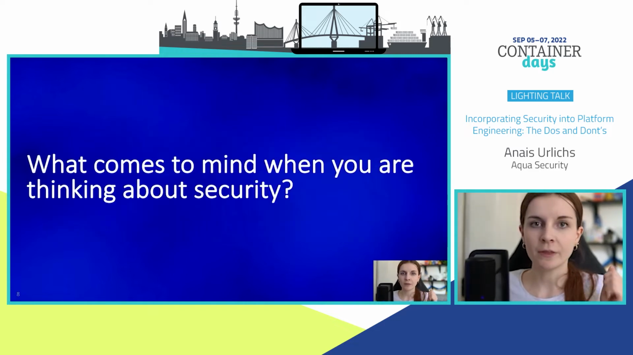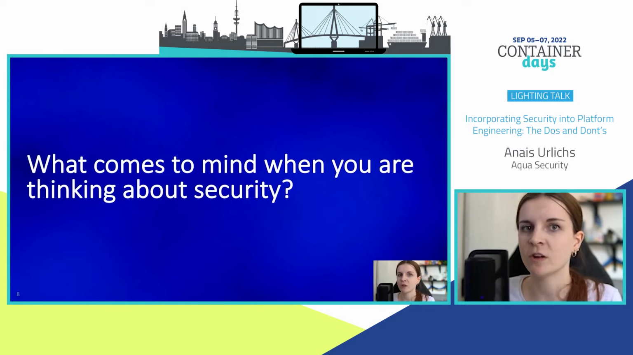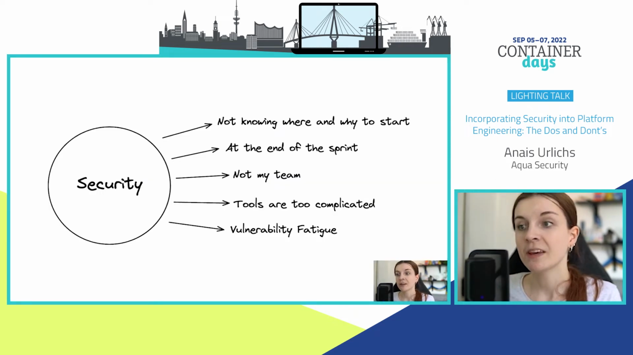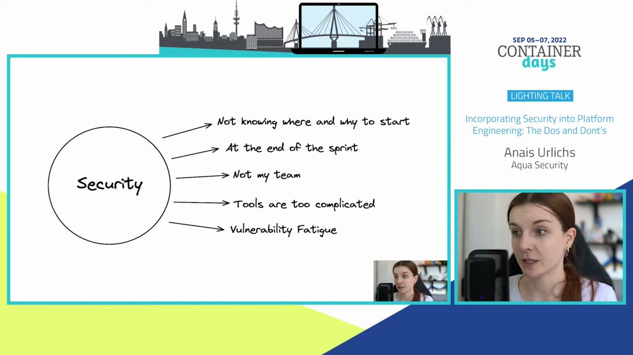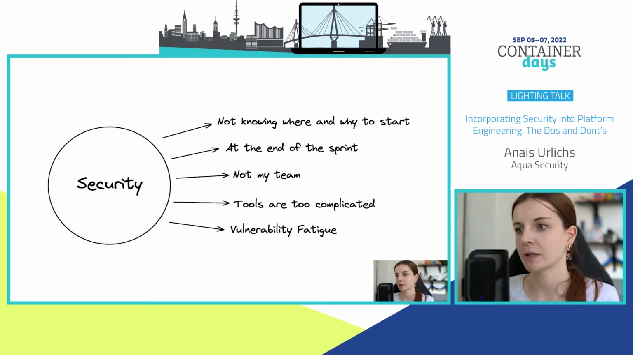So the thing is, when we talk about security, and we don't often talk about security when we talk about empowering engineers and shifting left, the following things come to people's minds. First thing is, people don't really know where to start and why to start. Then the other thing is, they might consider security, but it's often considered at the end of a sprint. It's not considered throughout the development process.